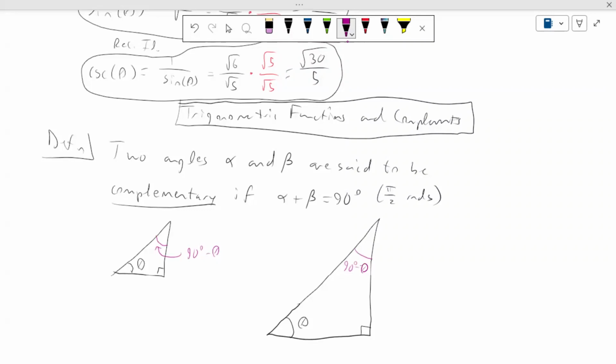In black, I'm going to label my opposite, adjacent, and hypotenuse for theta. So this is the opposite side for theta, this is the adjacent side for theta, and this is the hypotenuse for theta. And in purple, I'm going to label my opposite, adjacent, and hypotenuse for 90 degrees minus theta. So this will be the opposite side of 90 degrees minus theta, and this would be the adjacent side for 90 degrees minus theta. Hypotenuse is still hypotenuse. That's nice.